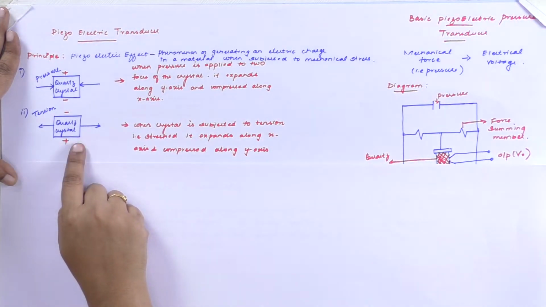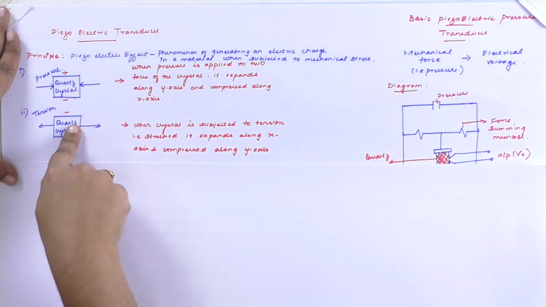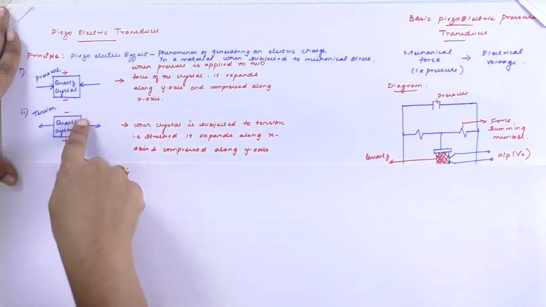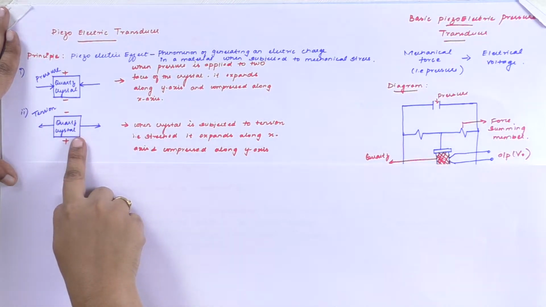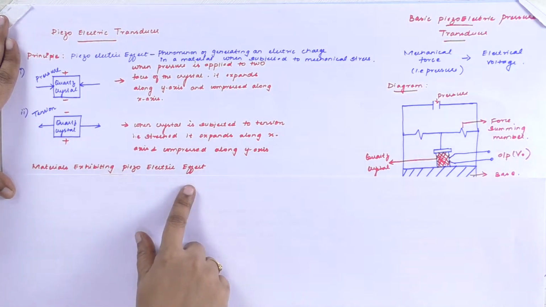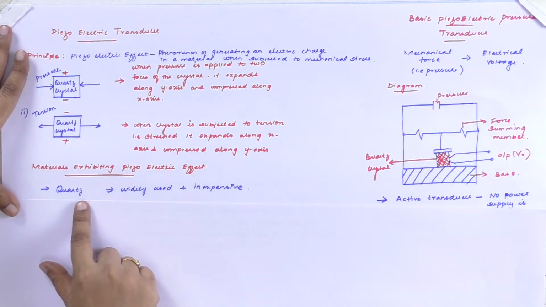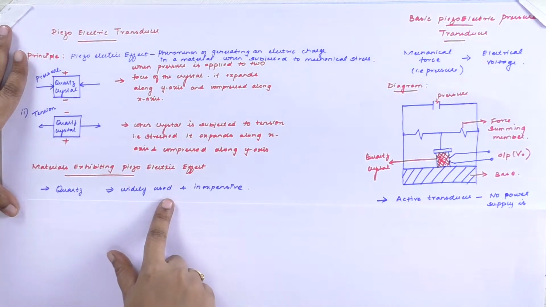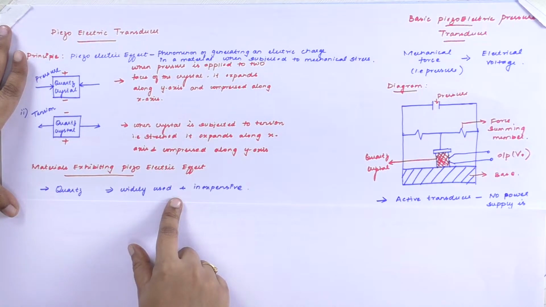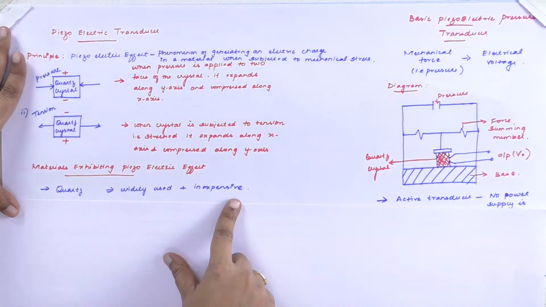So the phenomenon of generating electrical charge in a material when subjected to mechanical stress, that either it is a pressure or tension, is called as piezoelectric effect. Now let us see what are all the materials exhibiting piezoelectric effect. So first one is quartz. It is a widely used material for piezoelectric effect and it has good piezoelectric activity and the cost is also low, so it is inexpensive.